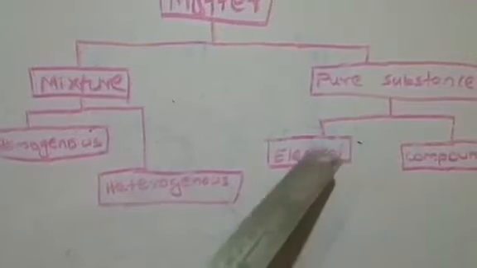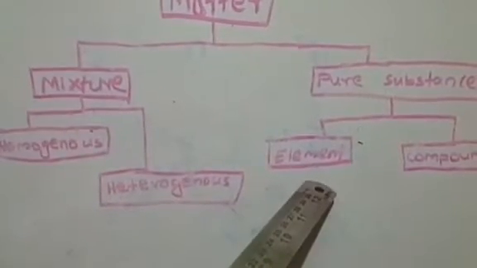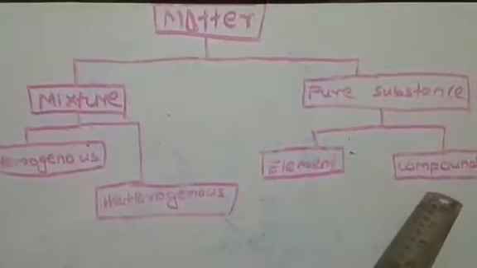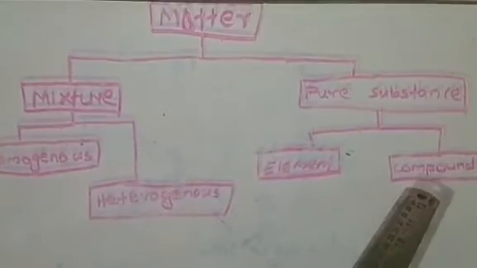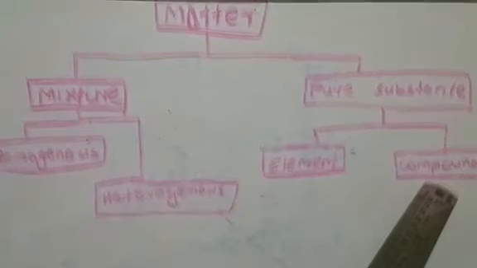An element consists of only one type of particle. These particles may be atoms or molecules. When two or more atoms of different elements or the same element combine, the molecule forms a compound.